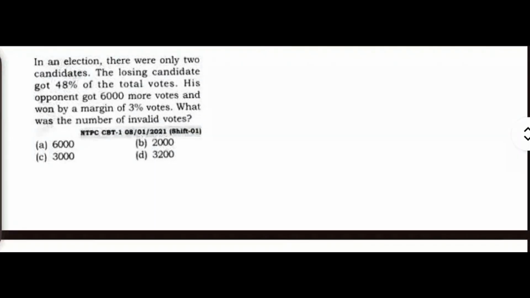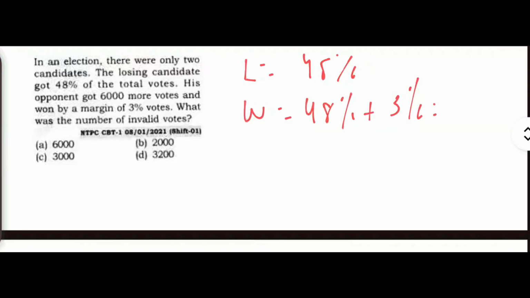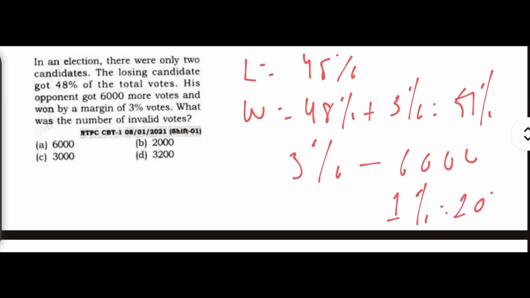This is an important problem. In an election there were only two candidates. The losing candidate, guys, the losing candidate got 48% votes of the total votes. His opponent got 6,000 more votes and won by a margin of 3%. His opponent, that is the winner, won by a margin of 3%, means 48% plus 3% is 51%. And also it is given that this 3% is nothing but 6,000. So 1% is 2,000.